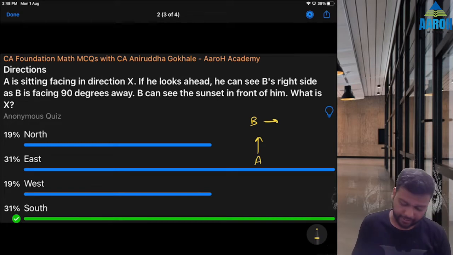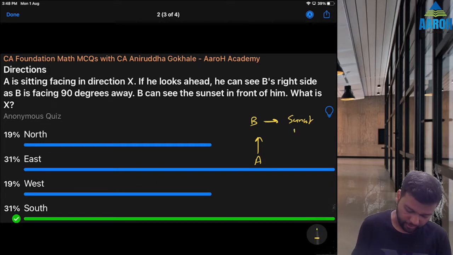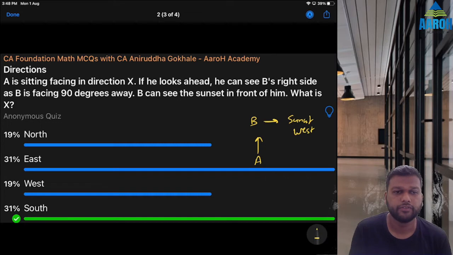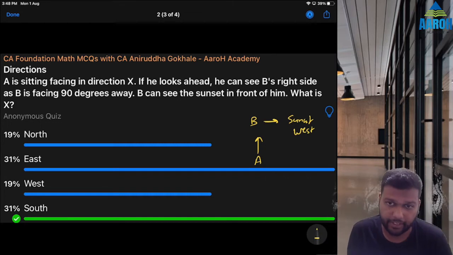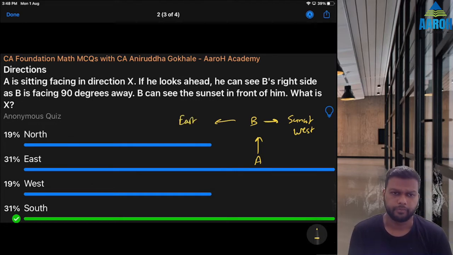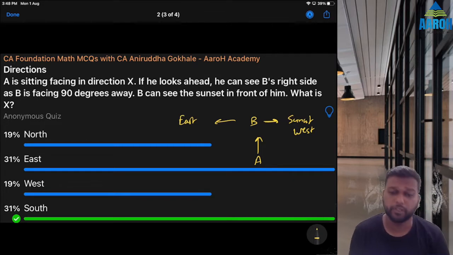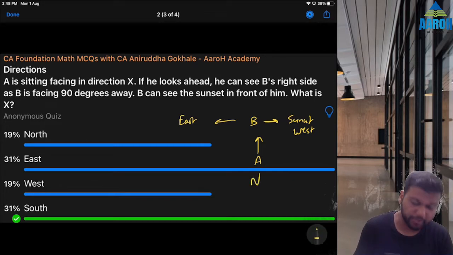B can see the sunset in front of him. Sunset is in which direction? West, right? That means this is west. Then what is X they are asking? Now concentrate. If this is west, then this has to be east. And if you observe, east and west are reversed. That means north and south will also be reversed. So that means this must be north and this must be south.